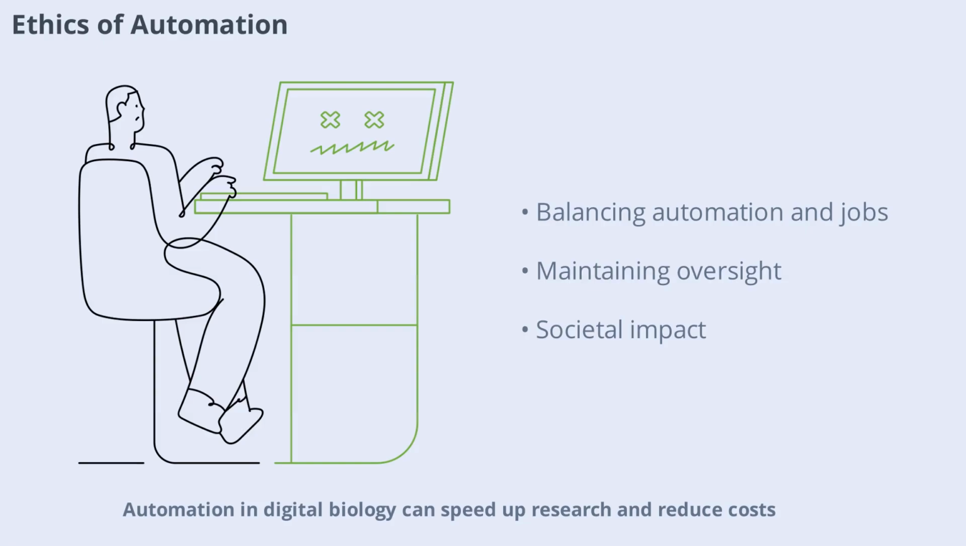Automation in digital biology can speed up research and reduce costs, but it also raises ethical questions about job displacement, oversight, and accountability. Ensuring that automation benefits society means considering its broader impacts and maintaining human oversight where needed.